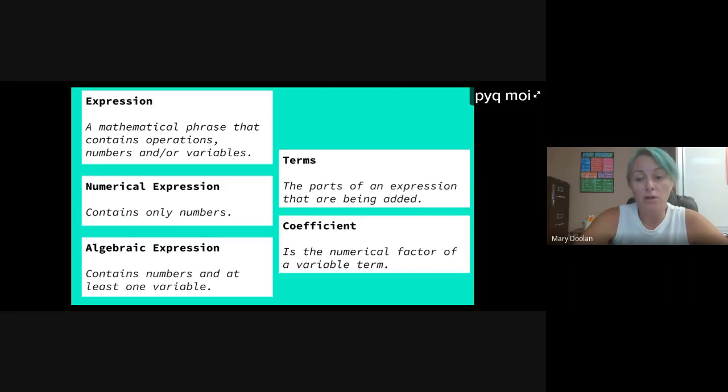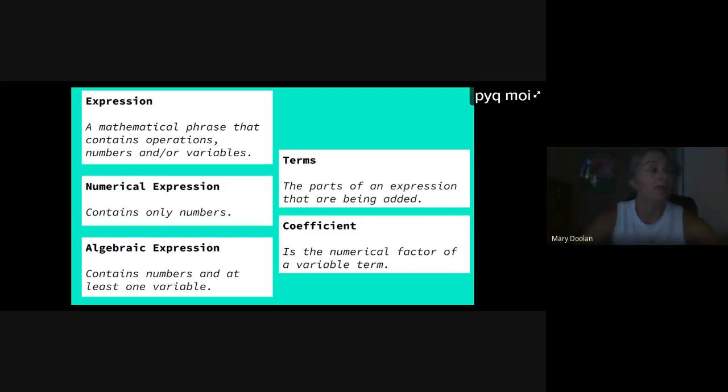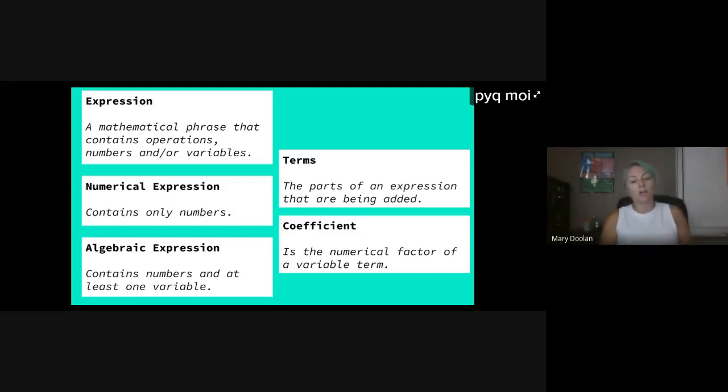Terms, these are the parts of an expression that are being added. So if I have an expression like 3x plus 5, 3x is a term and 5 is a term. Coefficient, that is the numerical factor of a variable term. So if I have a term like 3x, 3 is the numerical factor of that term. So 3 is what we call the coefficient.